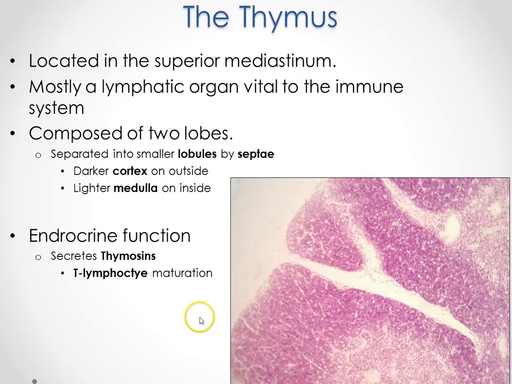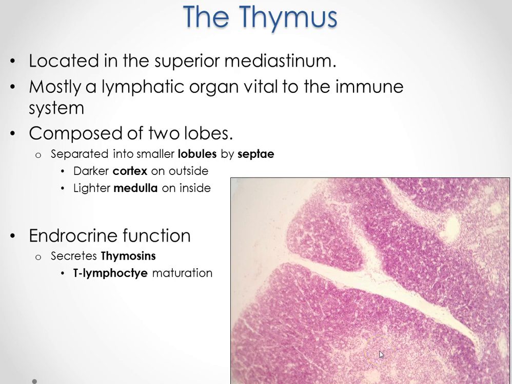The thymus is going to be composed of two lobes, and these lobes are going to be separated into smaller lobules. This is a lobule right here. There's another lobule over here. And those lobules are going to be separated by septae, which are these long clefts that are going through and separating those two areas. In each one of these lobules, you're going to have a darker cortex around the edge and a lighter medulla on the inside. So here's the entire lobule. You have the dark cortex around the edge and the lighter medulla on the inside.